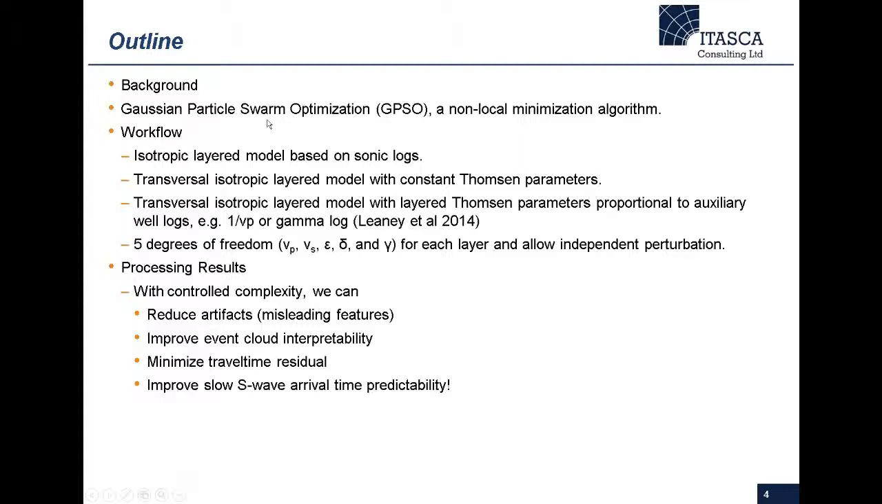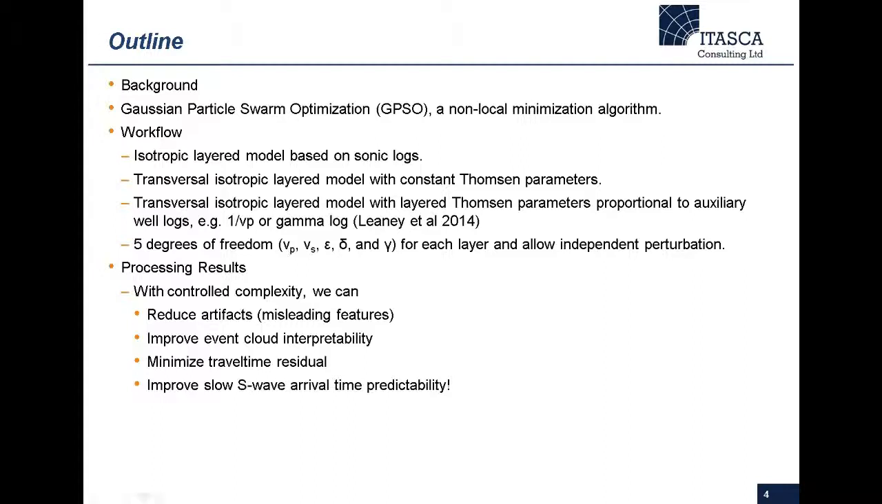The stepping stone that we used, the algorithm we used, is the Gaussian Particle Swarm Optimization. It doesn't have to be this specific algorithm. Any non-local minimization algorithm will do, and I'll talk a little bit more about why I picked this one. Once we have these two stepping stones, forward modeling and inversion, or the optimization, the workflow is really simple.